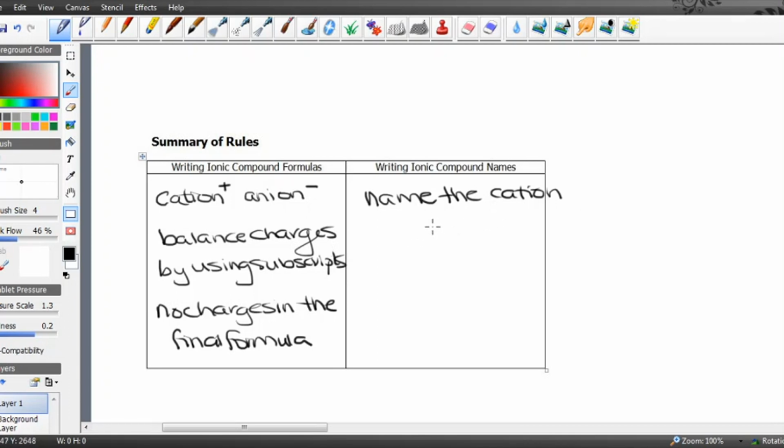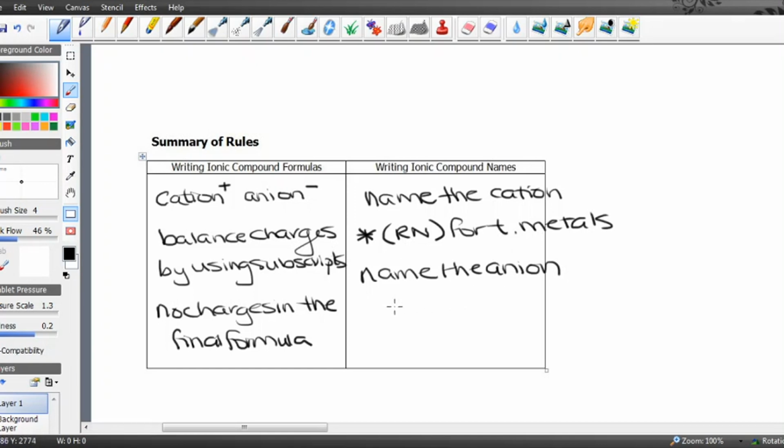The only time you have to do anything funny with the cations is sometimes you need parentheses with a Roman numeral in there for your transition metals. Okay, so if your cation is a transition metal, you're going to need to use that Roman numeral in the name. And then you name the anion. If your anion is an element, you're going to change that ending to "ide."